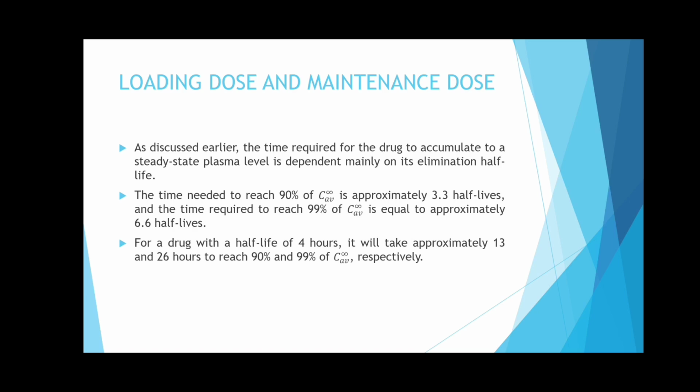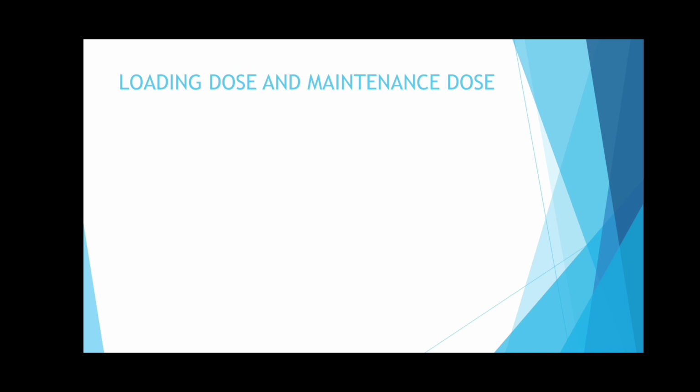As discussed earlier, the time required for a drug to accumulate to a steady state plasma level is dependent mainly upon its elimination half-life. So the time needed to reach 90% of the average steady state concentration is approximately 3.3 half-lives, and the time required to achieve 99% of the average steady state concentration is approximately 6.6 half-lives. For a drug with a half-life of 4 hours, it will take 13 hours for 90% of the average steady-state concentration and 26 hours for attaining 99% of the average steady-state concentration.